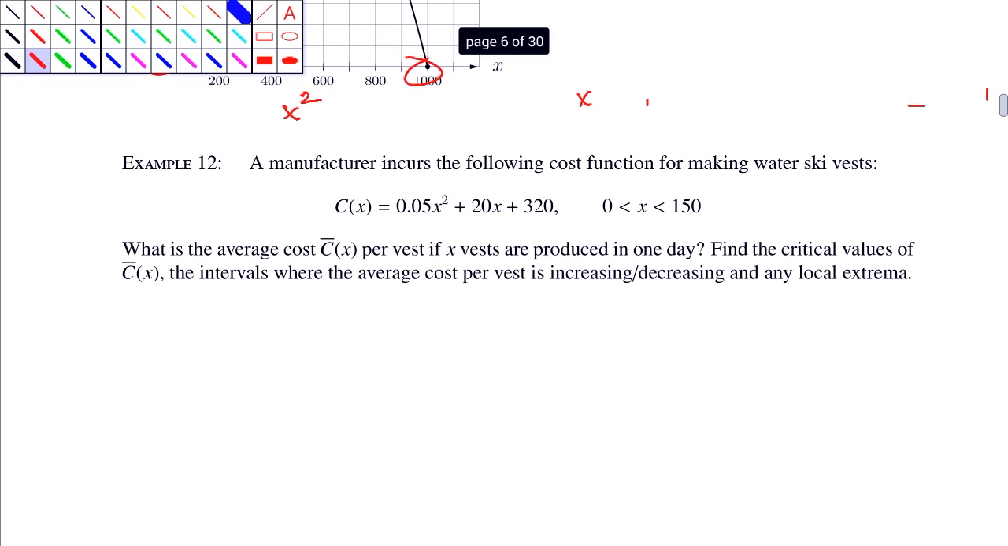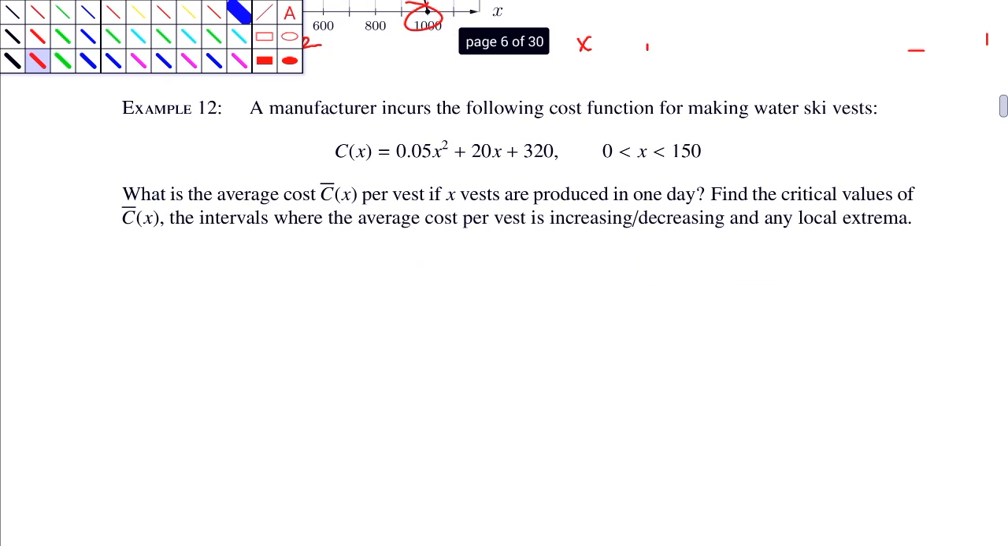A manufacturer incurs the following cost function to make water ski vests: C of x is equal to 0.05x squared plus 20x plus 320 for x between 0 and 150. Find the average cost, and this is a daily thing, and then find the critical values of the average cost, and where it is increasing and decreasing. All right, go for it.